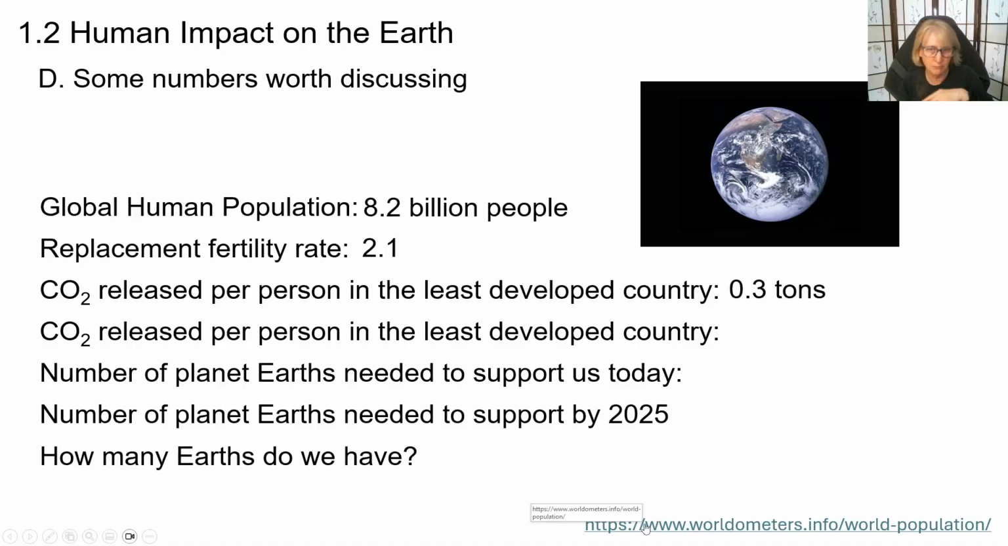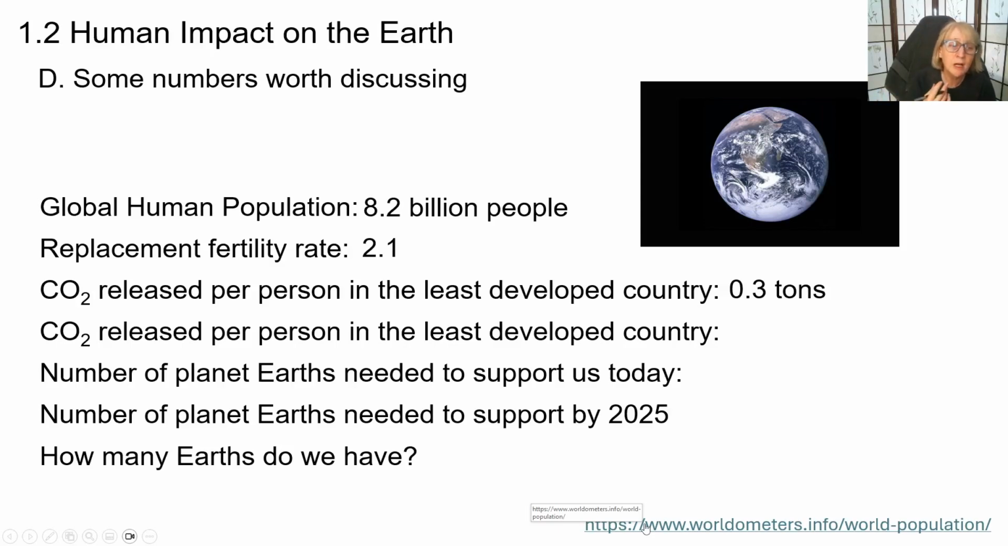8.2 billion people. People replace themselves right now at a rate of about 2.1, which means we're making slightly more people every year than the number of people who already exist. So our population is growing, but it's not growing very fast. 2.0 would be a replacement rate. That would mean our population would be holding steady, and there would always be 8.2 billion people.